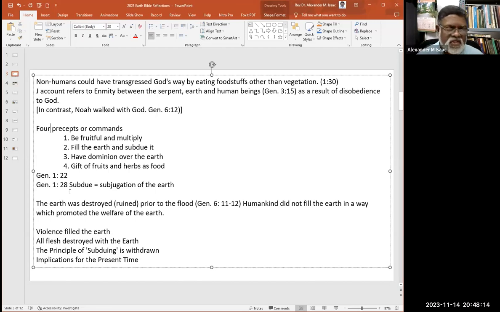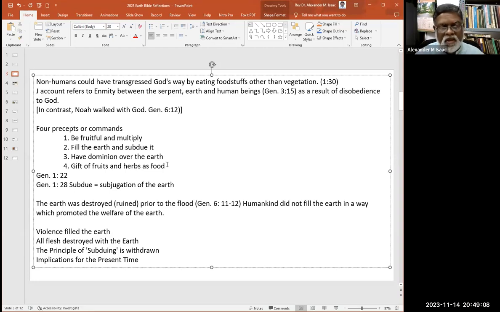Four precepts or commands. And the earth was destroyed according to Genesis 6, or ruined prior to the flood. Therefore, it is not the flood that destroyed the earth, but human and non-human activity not pertaining to the original purpose of God has actually destroyed the earth, even prior to the flood. Humankind did not fill the earth in a way which promoted the welfare of the earth. Therefore, all of these precepts were sometimes overlooked or breached, I would say.